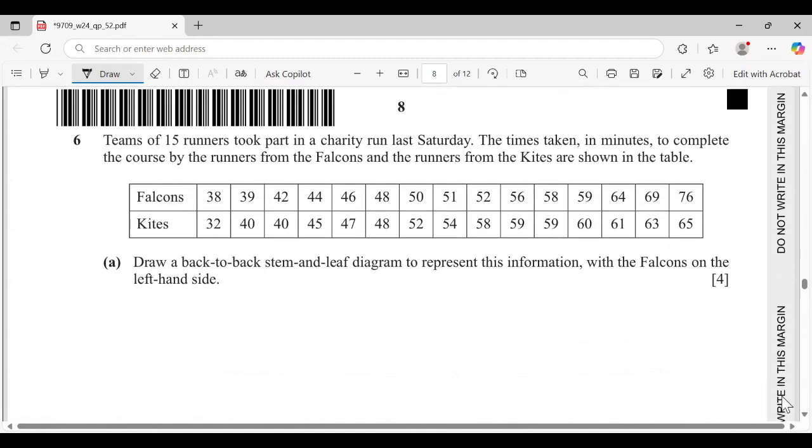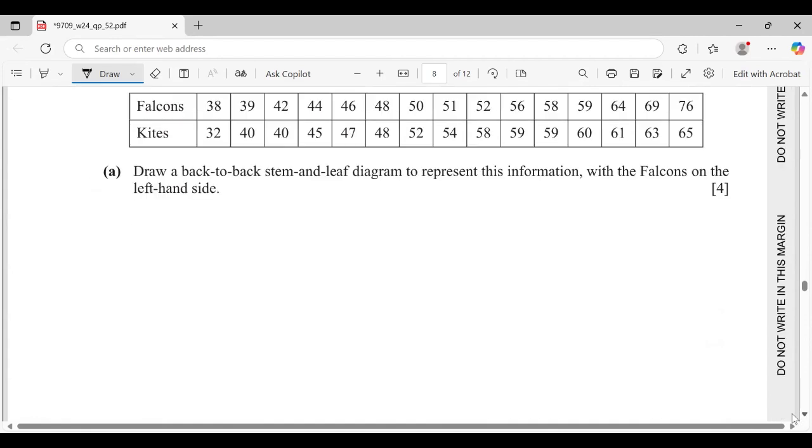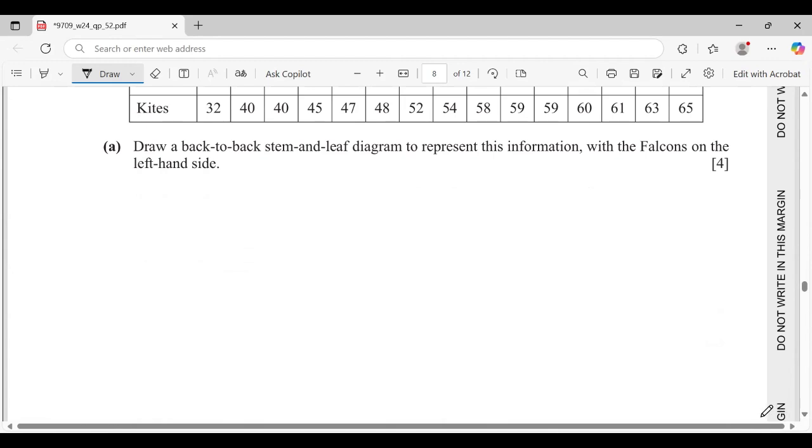Teams of 15 runners took part in a charity run last Saturday. The times taken in minutes to complete the course by the runners from the Falcons and the runners from the Kites are shown in this table. Draw a back-to-back stem and leaf diagram to represent this information with the Falcons on the left-hand side. And if you create the stem and leaf diagram, I would like to show you this.